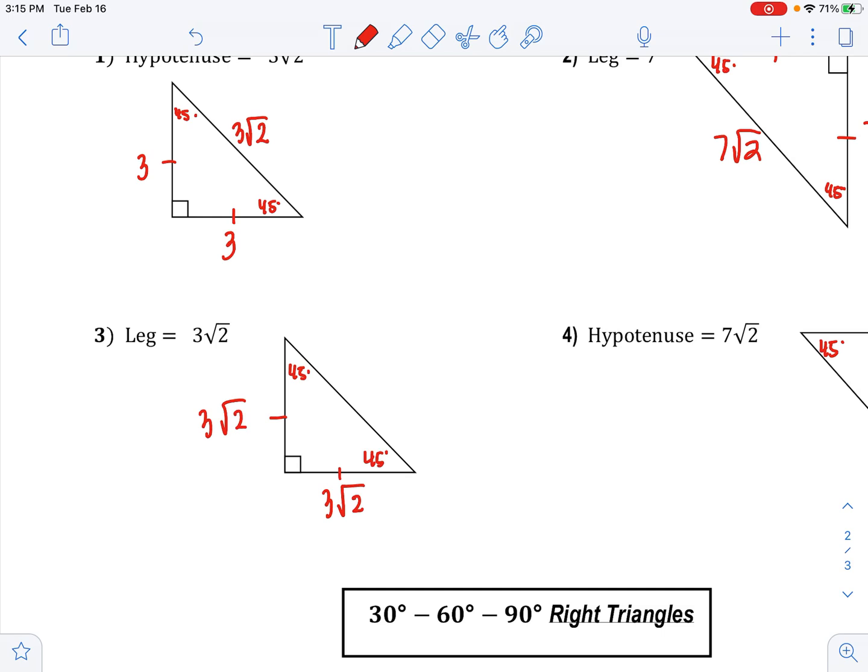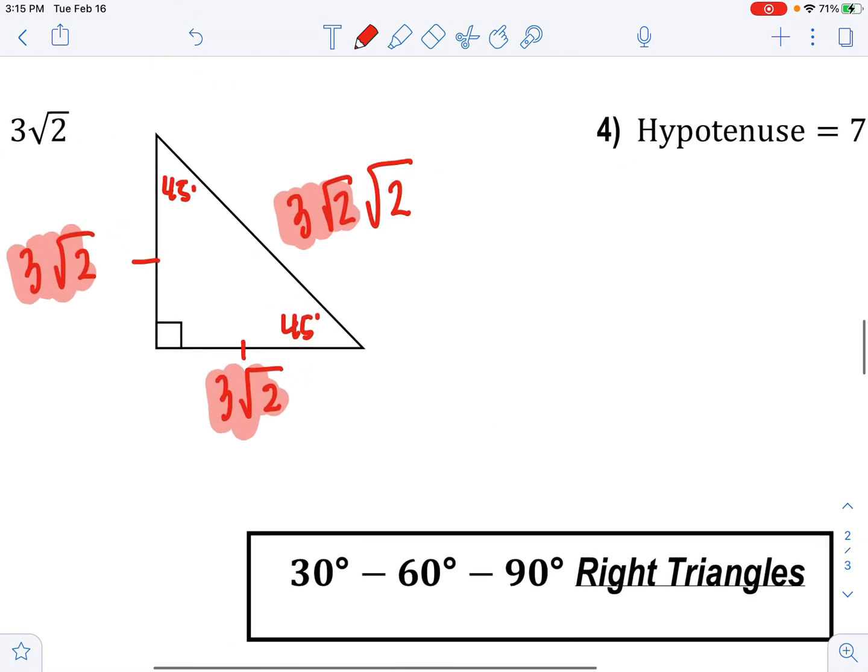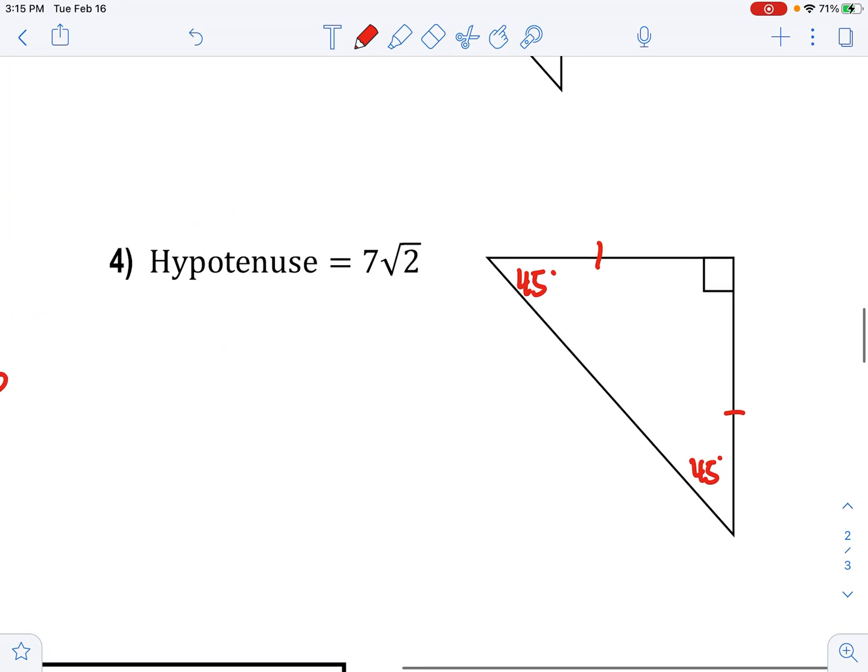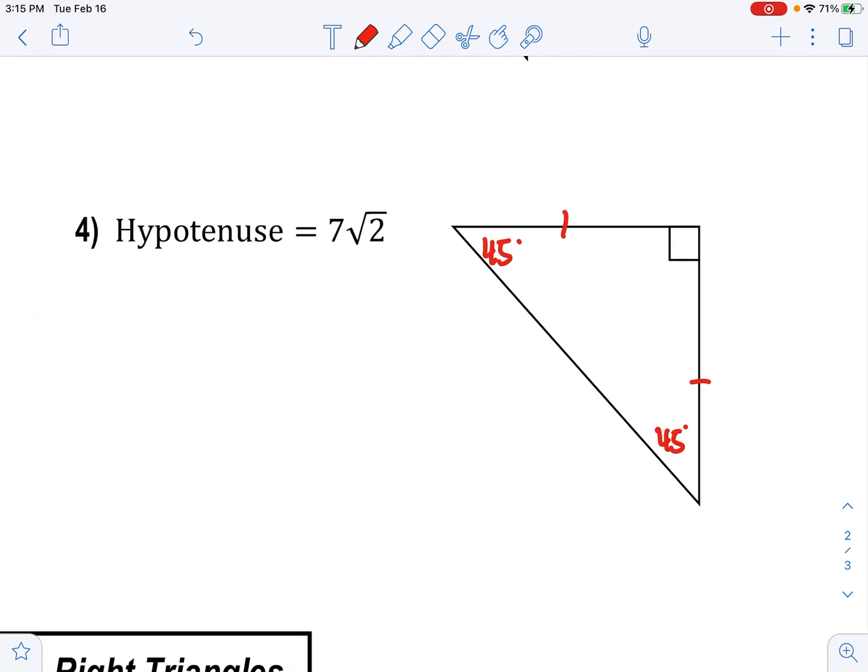A leg here, 3 root 2. 3 root 2, 3 root 2. And then remember, it's this number, this number, this number, root 2. This number, this number, this number, root 2. So this is 3 root 2, root 2. Now we can fix that up because that is hideous looking. We can multiply root 2 times root 2. Root 2 times root 2 is root 4, and root 4 is 2. So really it's 3 times 2, which is 6.